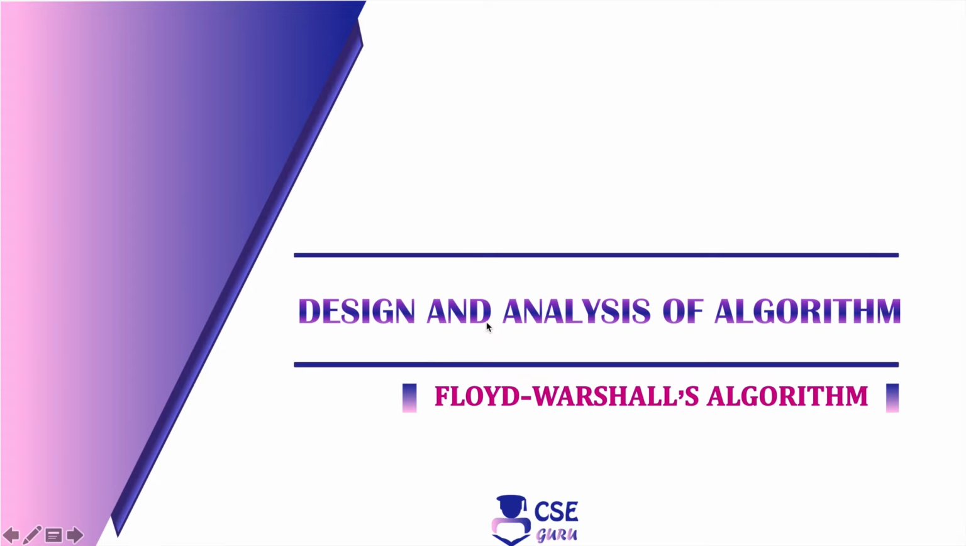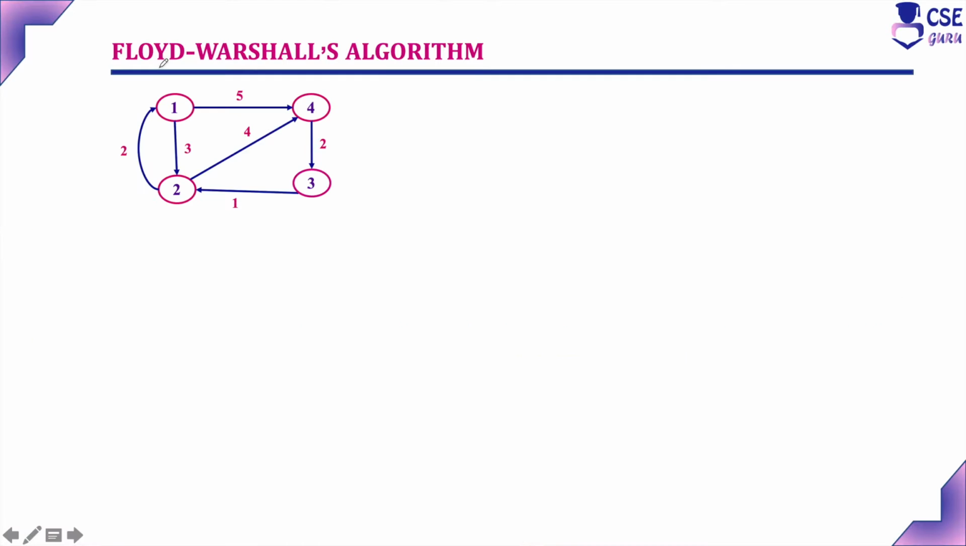Welcome to CSEGuru. In this session, we are going to discuss one more example to implement Floyd Warshall's algorithm. Floyd's algorithm is used to find the all pair shortest path problem. That is, what is the shortest path from each vertex to all other vertices in the given graph.